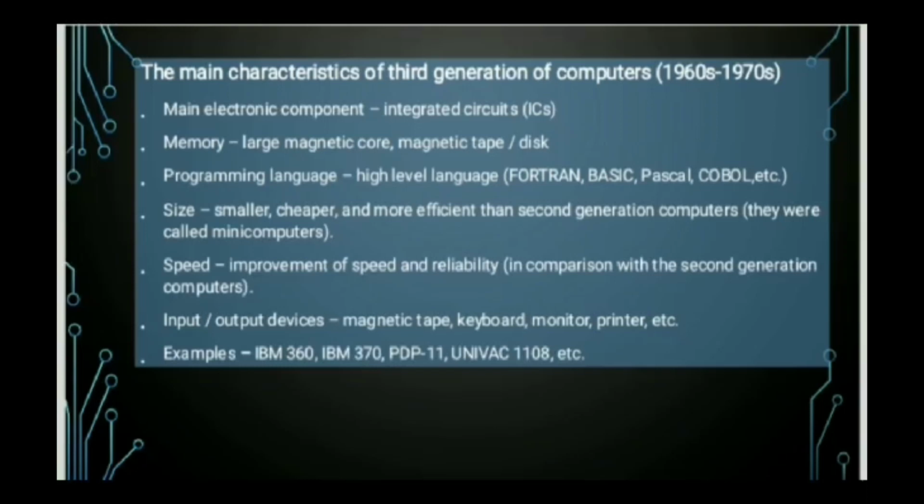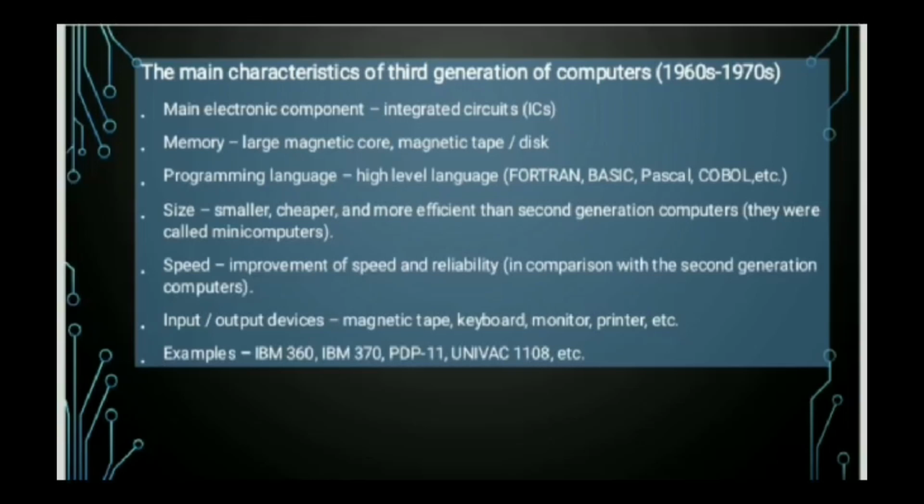Programming language: high-level languages, Fortran, BASIC, Pascal, COBOL, etc. One of the latest languages to hit the market is called Java. Machine language is easier for the computer to understand, but harder for the programmer to understand. Size is smaller, cheaper, and more efficient than second generation computers. They were called minicomputers.